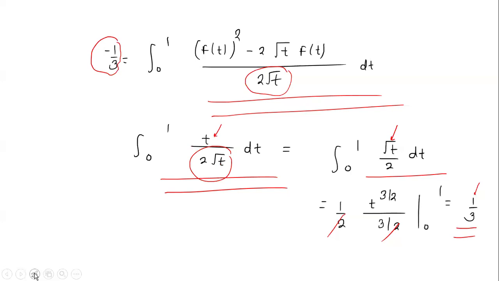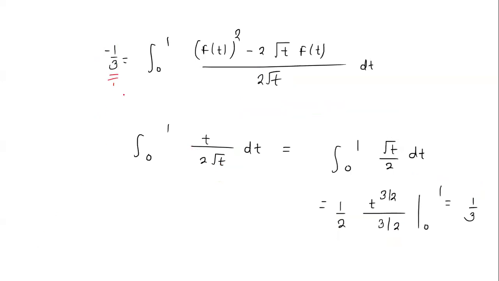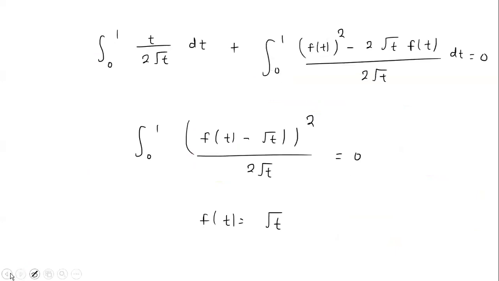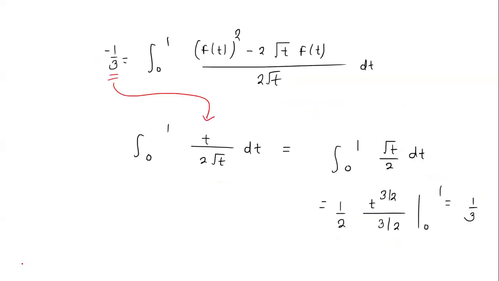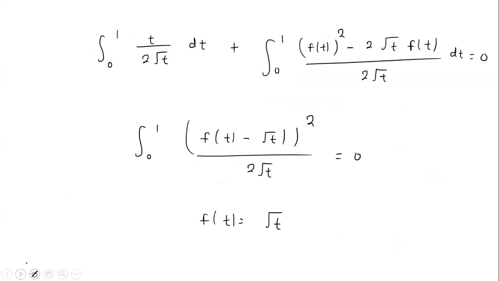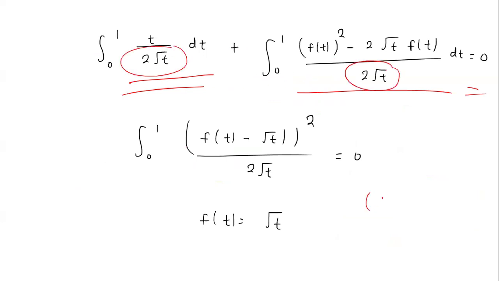So you can replace this 1 by 3 value by this integral. If you replace this 1 by 3 by this integral, and then you take this to the right hand side, then you have this integral plus this integral is equal to 0. Now you can combine all of the terms here. This and this is same. In the numerator you have f of t whole square minus 2 root t f of t plus t. So this is f of t minus root t whole square, and in the denominator we have this, and this thing is equal to 0. So this integral value is equal to 0.